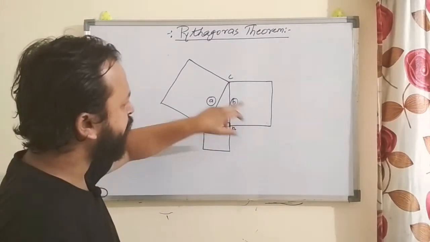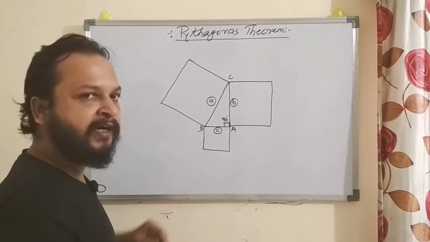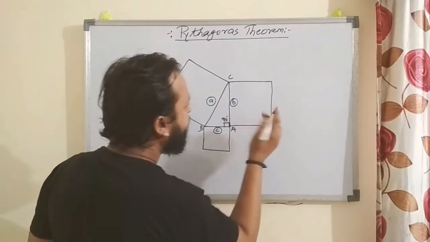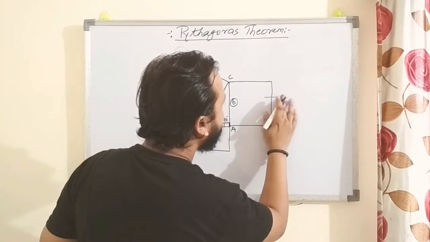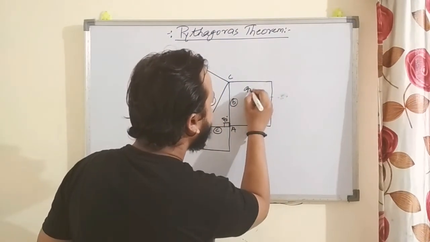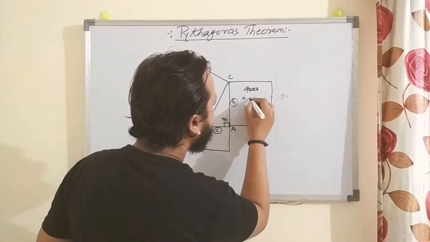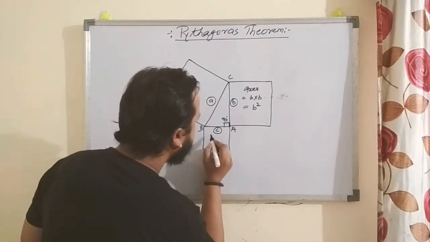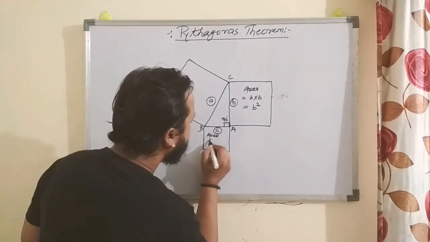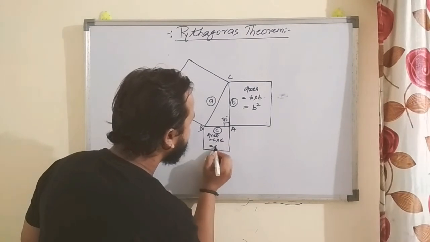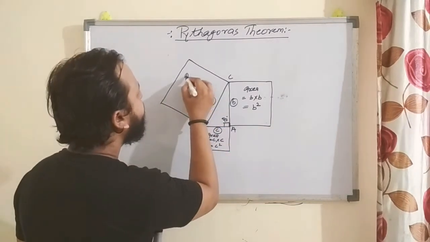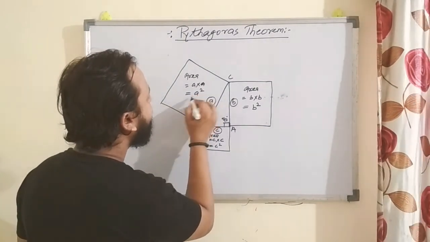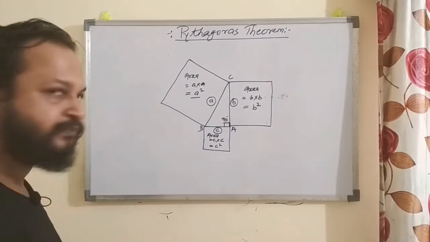If we make the squares on each and every side of a right angle triangle, so the length of the side is b. So the area of this, if I write it inside, area is side into side, means b into b, that is b square. Here area is c into c, that is c square. And here area is a into a, that is a square, right?